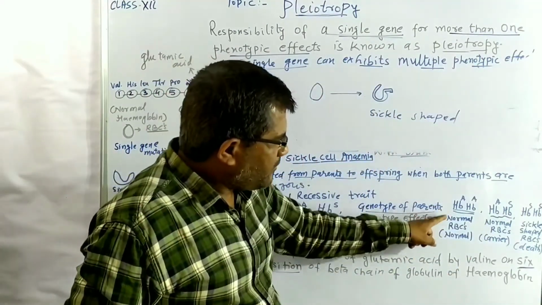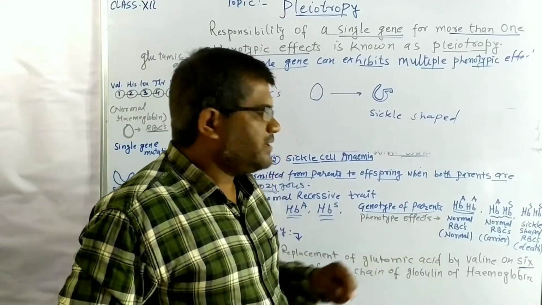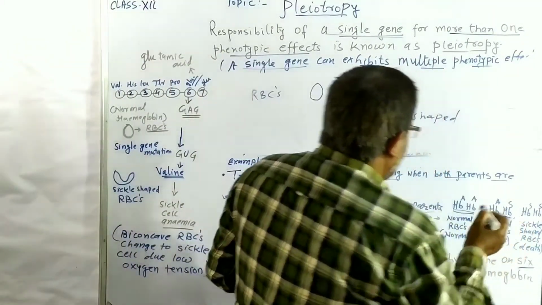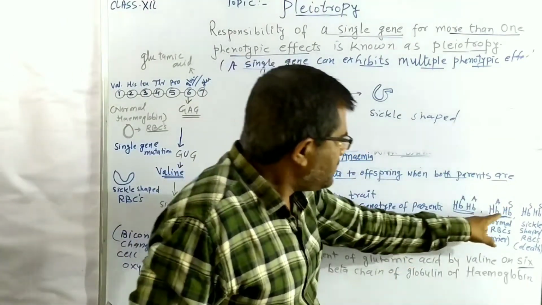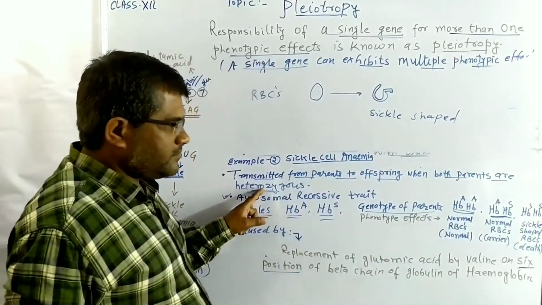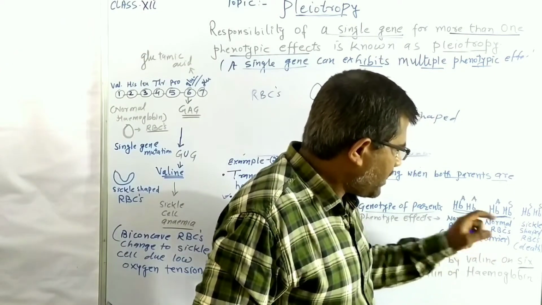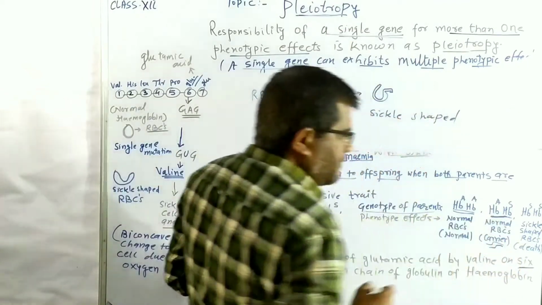In such cases, the parent is having normal RBC and that is having the normal. But second, another parent genotype may be HbA, HbS. It is the heterozygous condition. In such cases, the RBCs are normal, but this acts as the carrier.